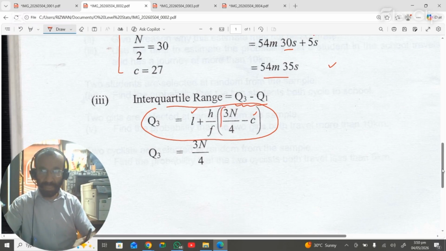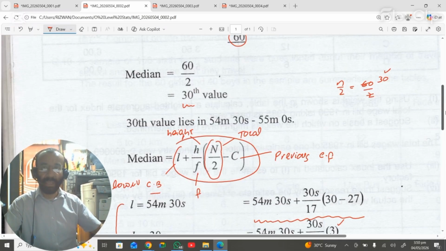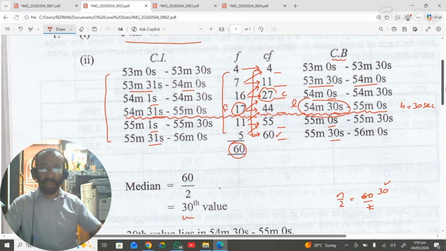Now this value will decide the class. So 3n by 4, because n is 60, 3 into 60 by 4 is 45. So the 45th term will decide the class. So look now, from the data you can see the 45th to 55th terms lie in this class. So this class is selected now.